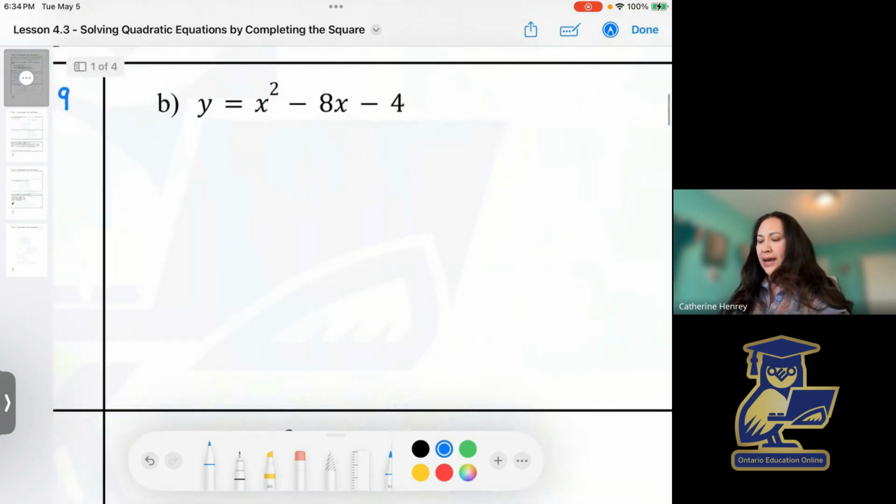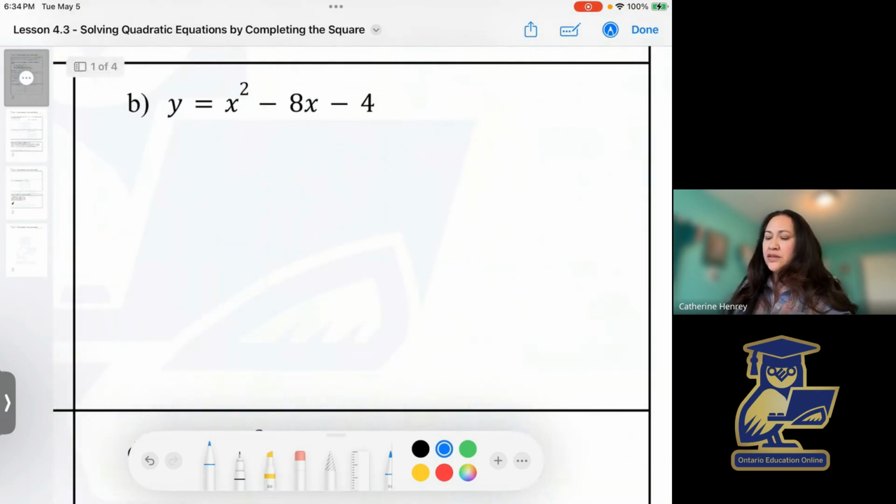Let's take a look at b. We start the same way and we group the first two terms. We take a look at the coefficient in front of the x term. In this case, it's -8. So we have -8. We divide it by 2, and then we square it. So in this case, I have 16.